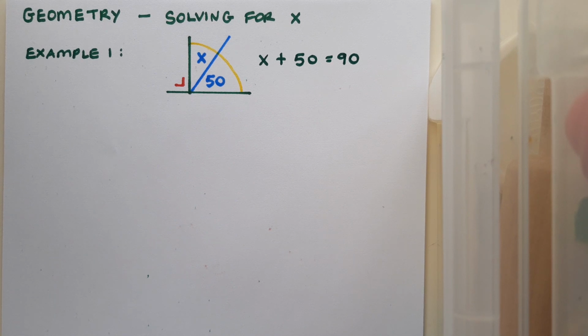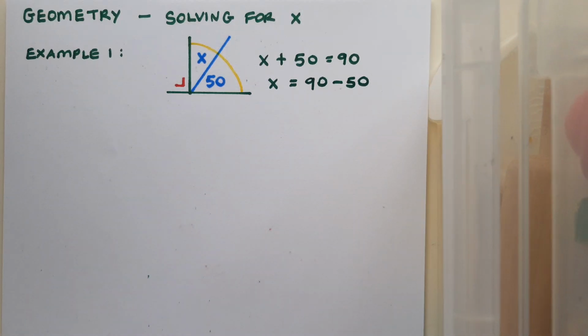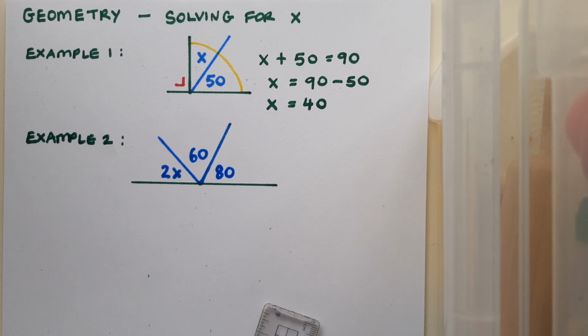I can make an equation using these angles. This is called an equation because it has an equal sign. I want to figure out x, and I can do so by subtracting 50 from 90. So our result at the end of this is that x equals 40. Here's a second example.